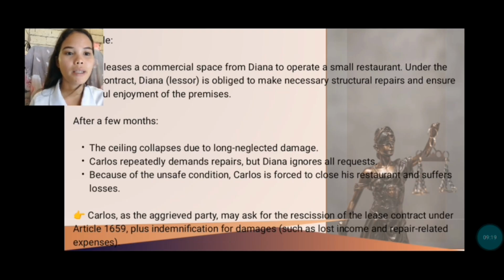Carlos, as the aggrieved party, may ask for the rescission of the lease contract under Article 1659, plus indemnification for damages such as lost income and repair-related expenses.